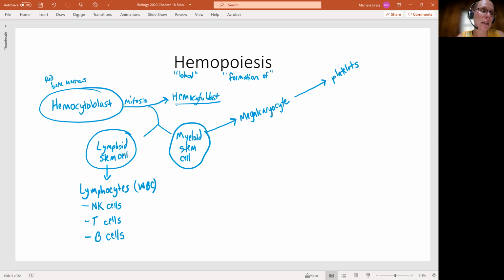Now we will see that there's a hormone that's involved in this process, and we'll talk about this hormone as thrombopoietin. So thrombopoietin is going to be produced by the liver and the kidney. And it's going to trigger the production of platelets.